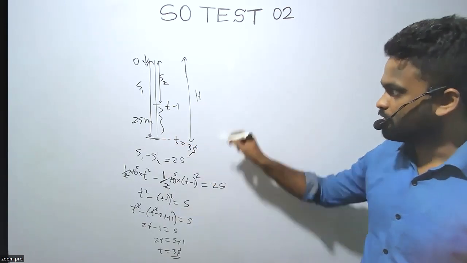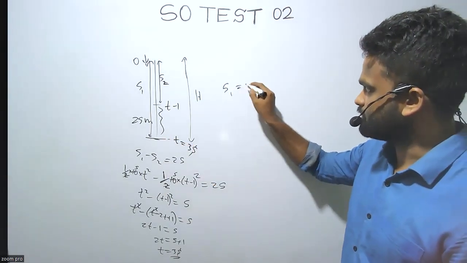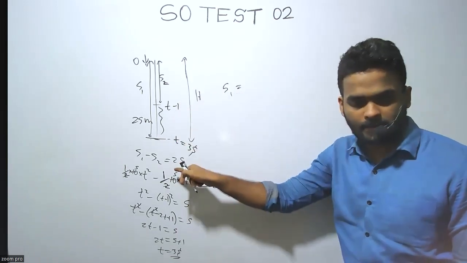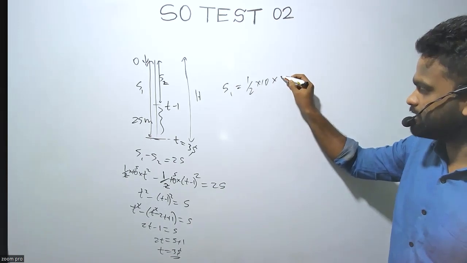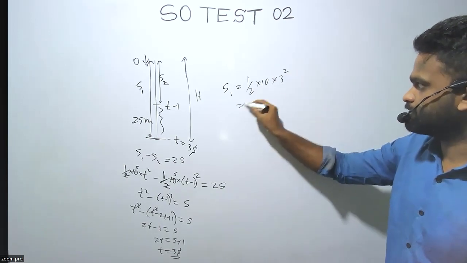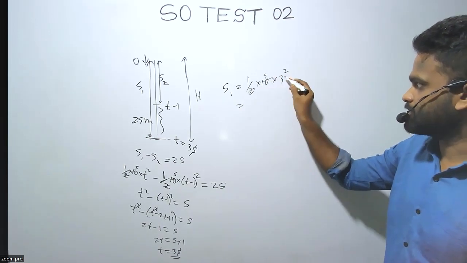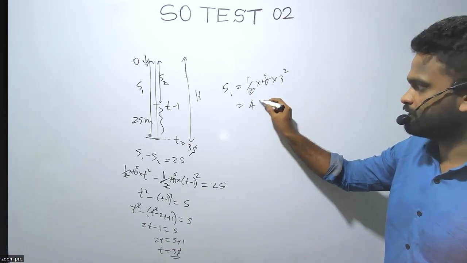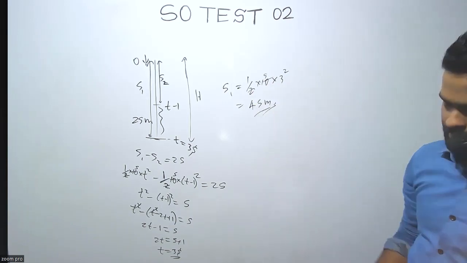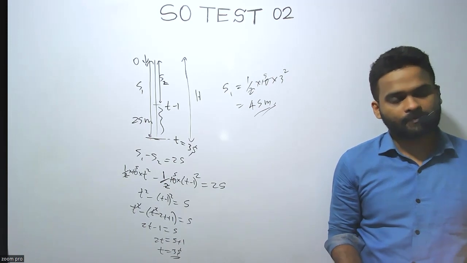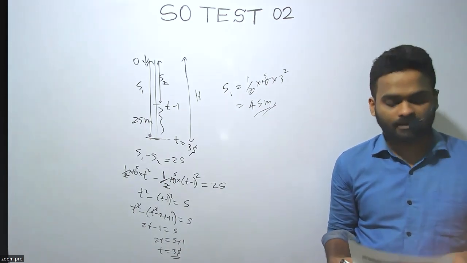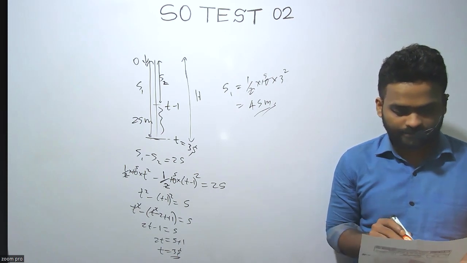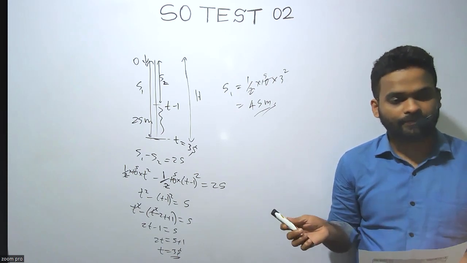So if you know that, you can simplify into S1, which is the height of the building. Half of 10 t squared, where t squared is 3 squared. So I have 5 times 9, that is 45, right? So the height of the tower is 45 meters. Okay, height of the tower is 45 meters. First one is the answer, right?